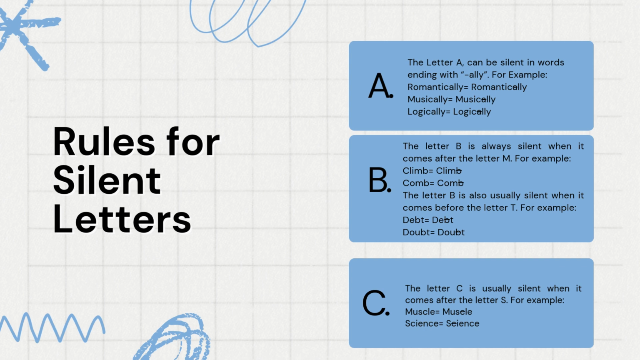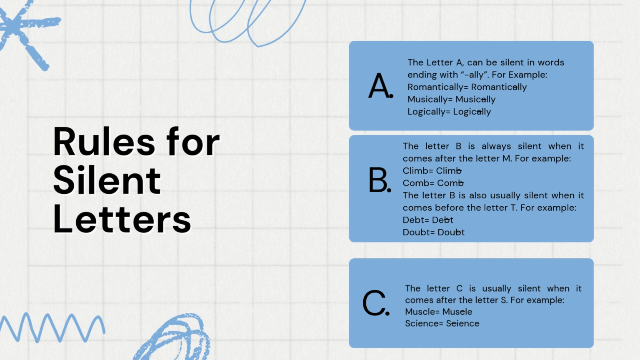The next is the letter B. The letter B is always silent when it comes after the letter M. For example, climb, calm. Now, the letter B is also usually silent when it comes before the letter T. For example, debt, doubt.